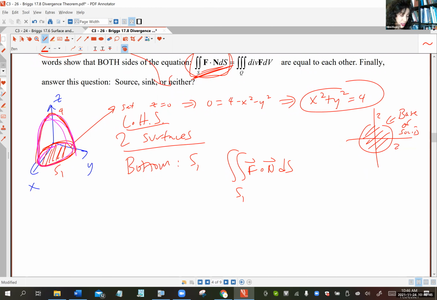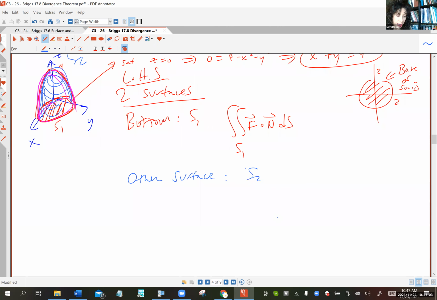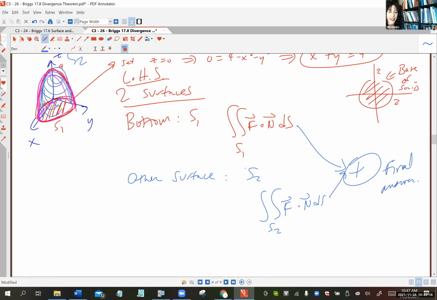Now, then we're going to have to do a second flux integral, because the paraboloid portion itself, that's a surface. We'll call that S2. So that's sort of the other surface here, the rest of it, S2. And so we're going to have to do another one of these flux integrals, and then we'll add the results together and we'll get our final answer. So that's the strategy here. Easier said than done.